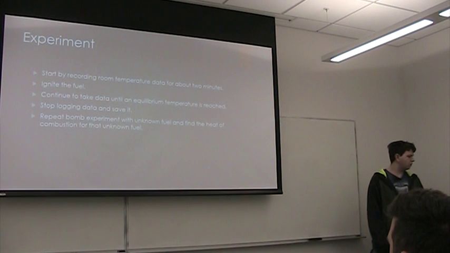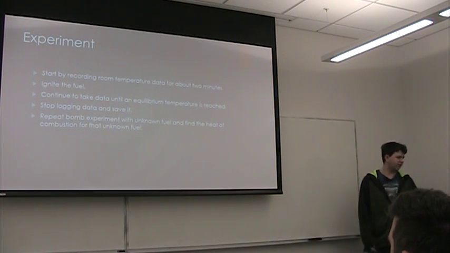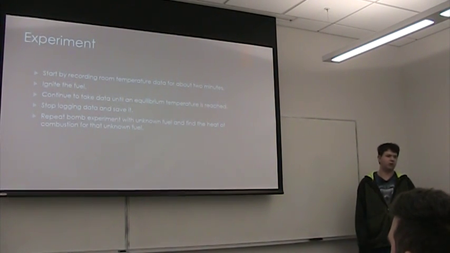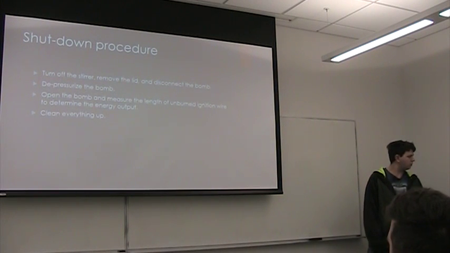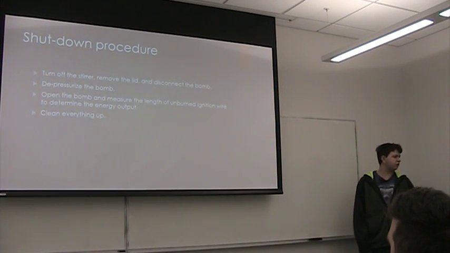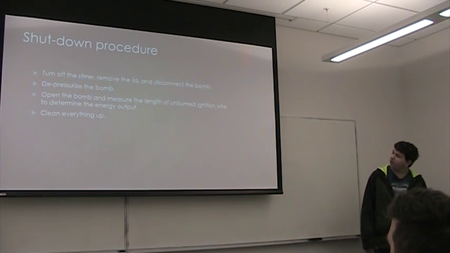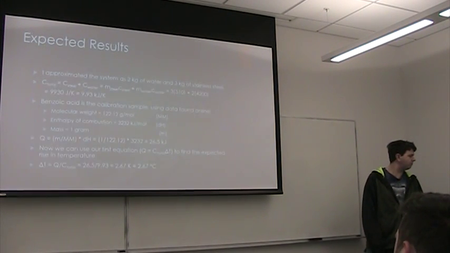Turn on the stir, start recording the data, ignite the fuel. That's probably the fun part. Then continue to take data until equilibrium is reached, stop logging data, save it, then repeat everything for an unknown fuel, because all of this was done with a known fuel. Shut down, turn off the stir, remove the lid, disconnect the bomb, depressurize it, open it, measure the length of unburned ignition wire, and compare that to get the energy output by the ignition wire. Clean everything up.